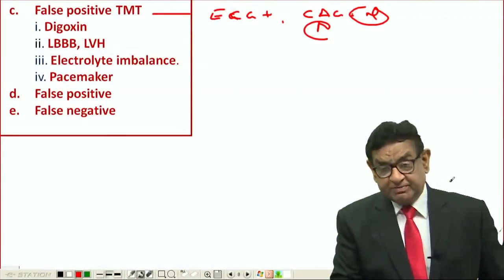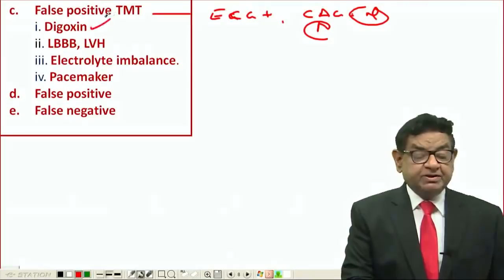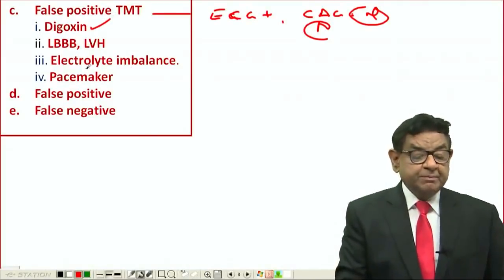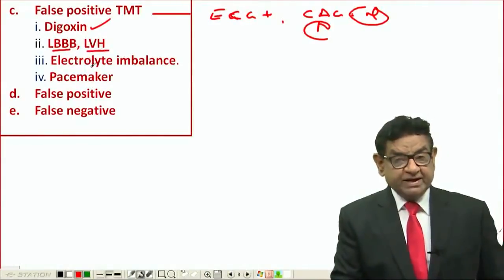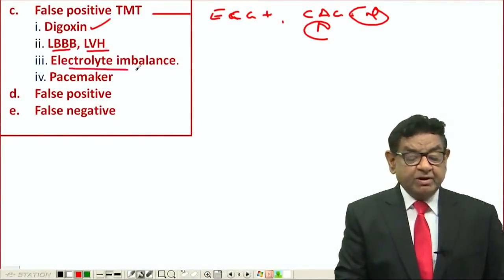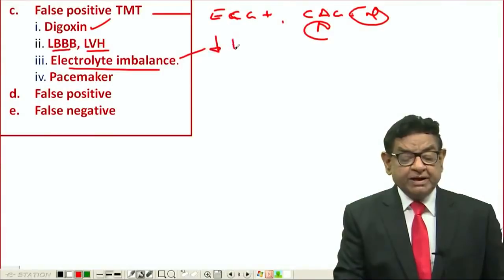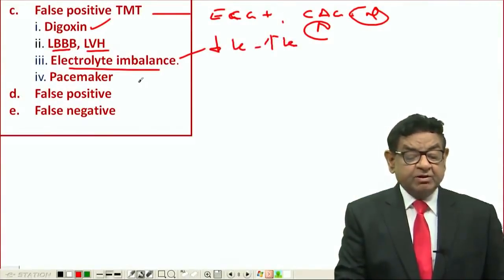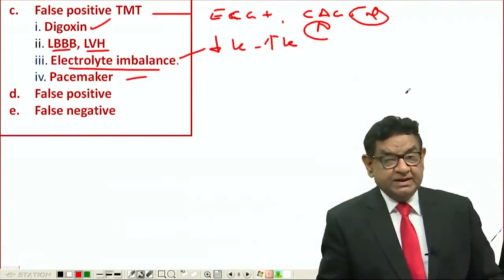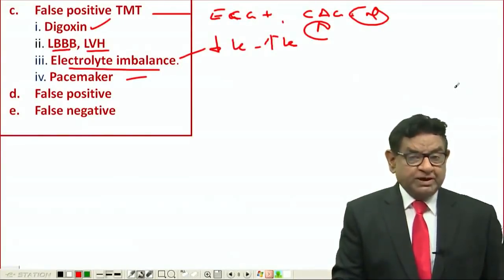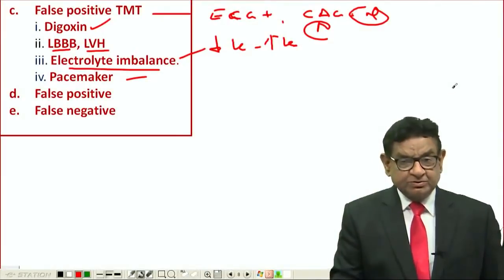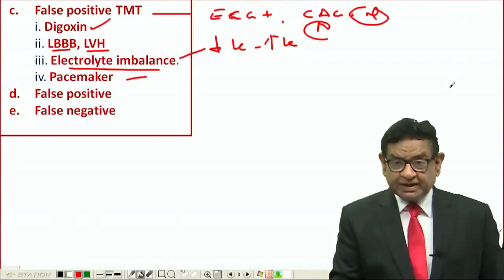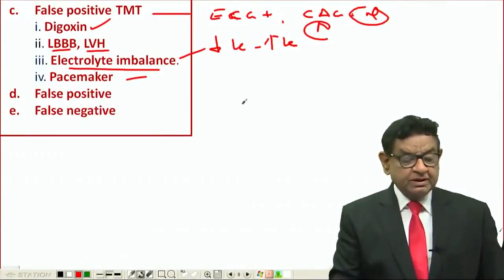Now, what are the conditions where we may get this? Patient already taking digoxin, patient having left bundle branch block, patient having left ventricular hypertrophy, electrolyte imbalance, typically hypo and hyperkalemia, or patient on pacemaker. If these are there, there is no point in doing TMT because we are bound to get a false positive. So in such conditions, what test is to be done? This I'll discuss very soon.